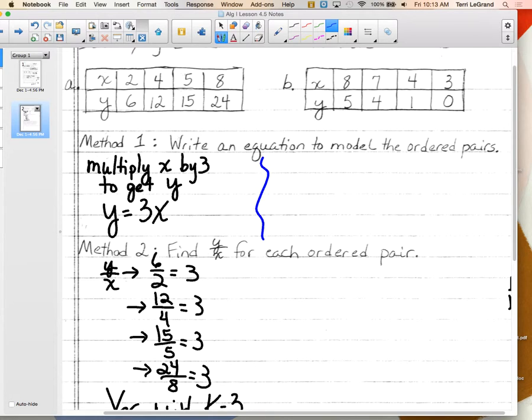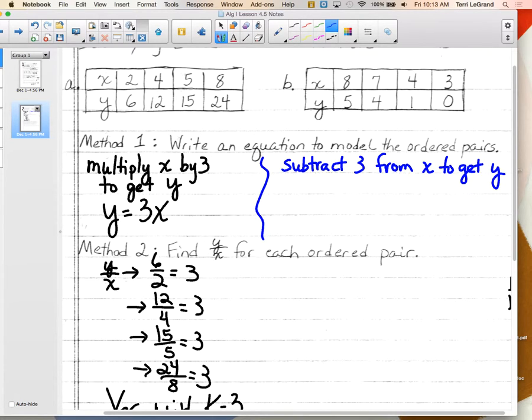What can we do to x in that one that will get us the y every time? Subtract 3. Yeah. 8 take away 3, 5. 7 take away 3, 4. 4 take away 1, 3. 3 take away 0. Or 3 take away 3, excuse me, 0. So subtract 3 from x to get y. Subtract 3 from x to get y. That's our function rule in words.